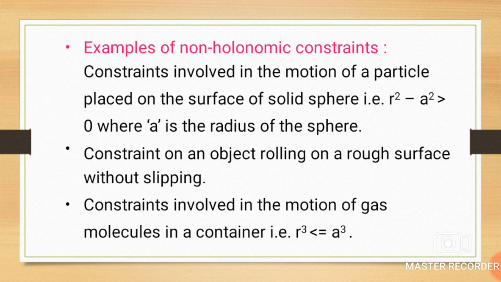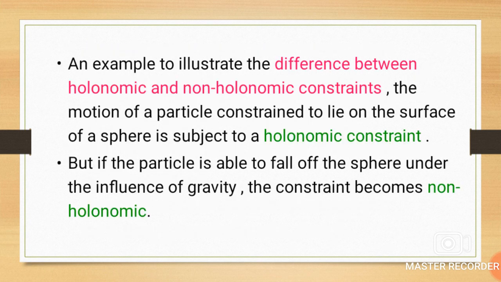Now these are the two types of constraint, that is holonomic and non-holonomic. But what is the actual difference between the non-holonomic and holonomic constraint? We see with the help of the same example but a different condition. Let's see an example to illustrate the difference. The motion of a particle constrained to lie on the surface of the sphere is subjected to a holonomic constraint. But if the particle is able to fall off the sphere under the influence of gravity, the constraint becomes non-holonomic.